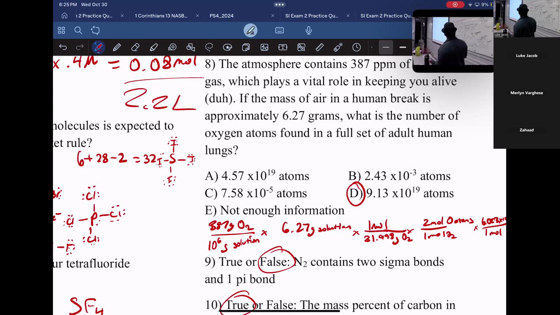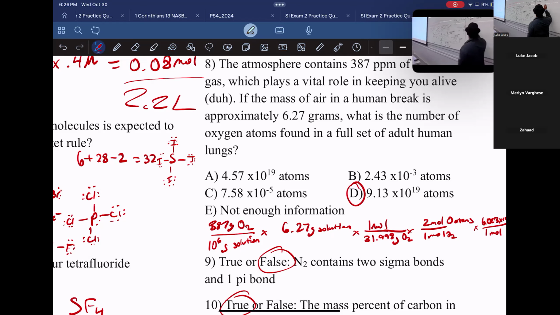Plus, if you're breathing, you're not breathing all oxygen. You're breathing in some nitrogen, some H2O, whatever is in the air. So this would be the solution, 10 to the 6, and this is 387. You do algebra and find the grams. Then you do the normal stuff: convert to moles, then to oxygen moles, and then atoms. But essentially this is simplified into that, because parts per million is parts over a million.